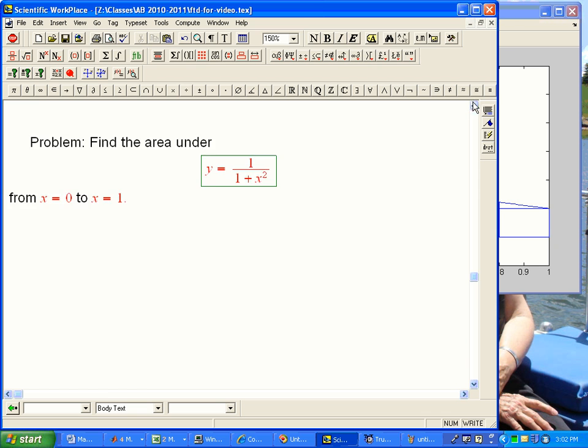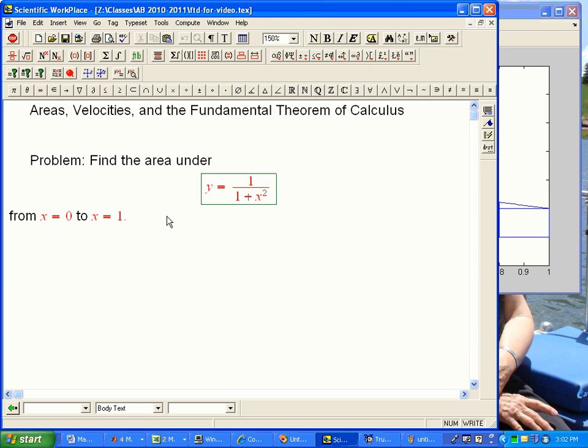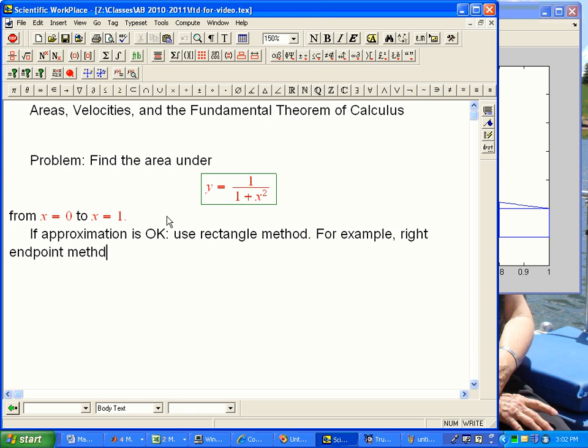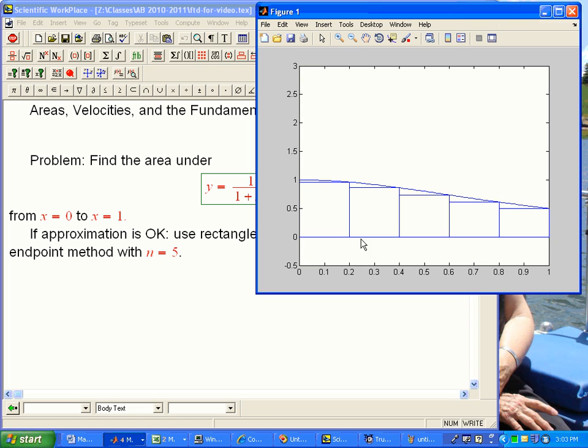So if that's our problem, then if we want an approximate answer, we could use a variation of the rectangle method. So for example, we could use right endpoint method with n equals 5. Put that in math mode in case I need it. And that's what I'm illustrating here, that I divide up the interval into 5 equal segments. It doesn't have to be equal, but it's much simpler to write down a formula if it's equal.